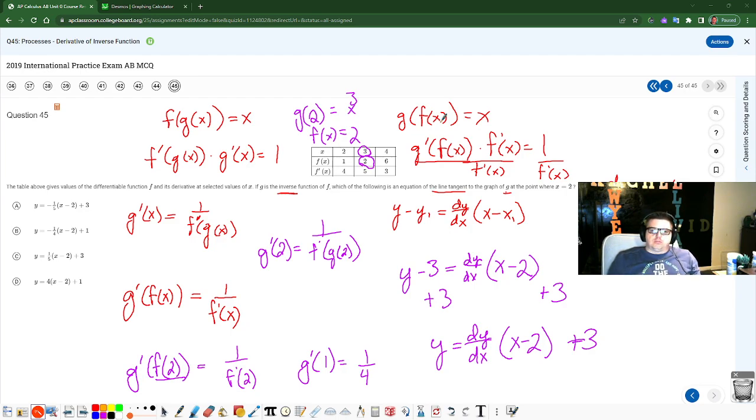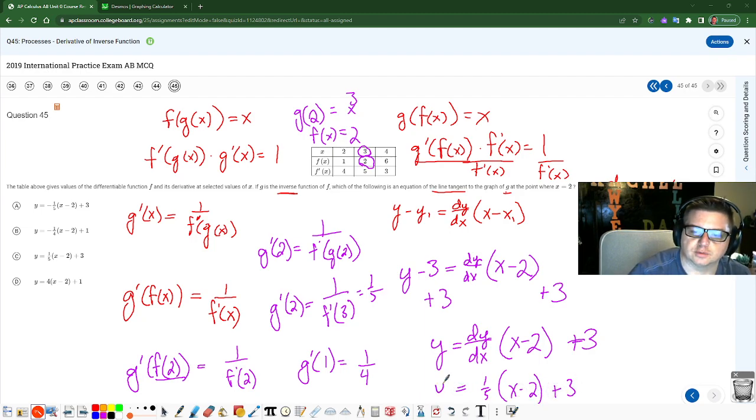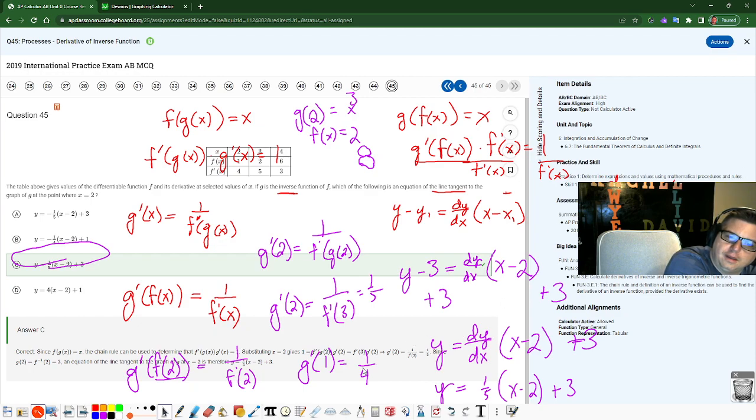Now we know g of 2. It's 1 over f prime at g of 2. What do we say g of 2 is? g of 2 is 3. f prime at 3 is 5, which means this is going to be 1 over 5. Wow, this was a wild question. 1 over 5 times x minus 2 plus 3. Ooh, cross your fingers, see what happens. Okay.